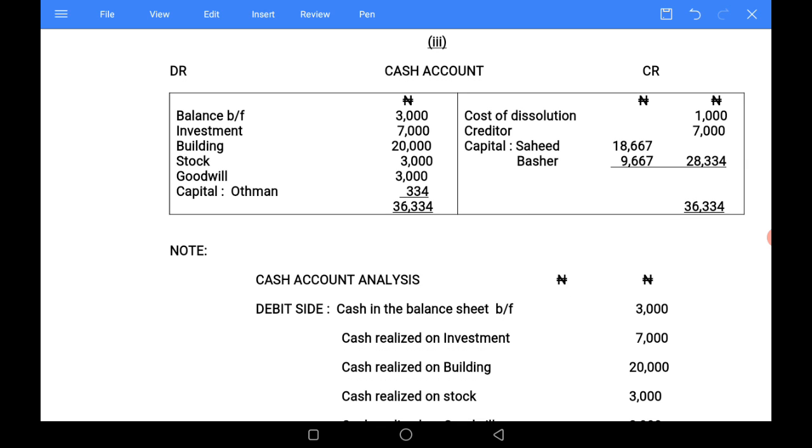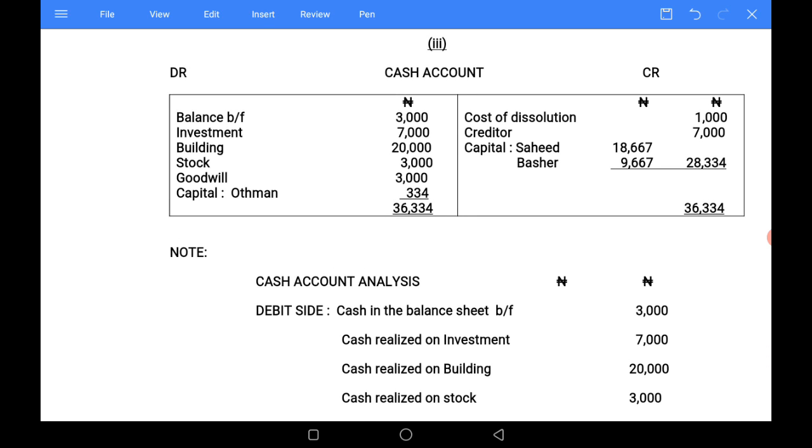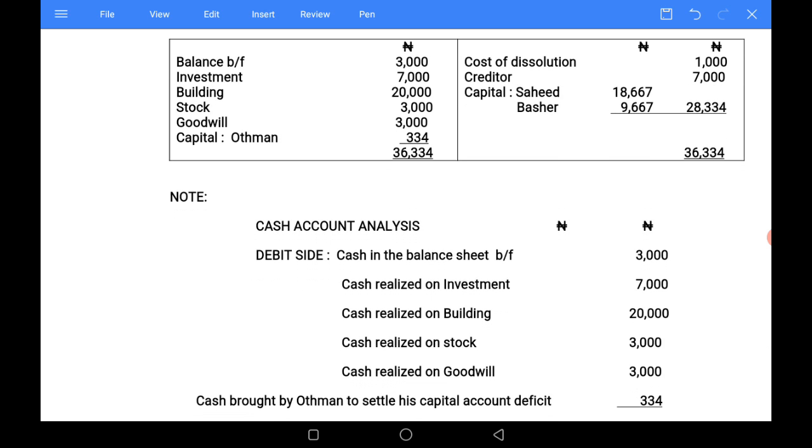On that debit side also, we can notice the amount brought in by Uthman to clear his deficit in the capital account was stated, which was 334 naira. Moving to the credit side of the cash account, we have the cost of dissolution, that is the amount spent on dissolution of the business, which was 1,000 naira. It was paid out of the amount realized. Then creditors of 7,000 naira were settled. Then Saeed collected his capital balance of 18,667 naira, and Bashir collected his capital balance of 9,667 naira. So both sides settled with 36,334 naira on the debit side of the cash account and 36,334 naira on the credit side of the cash account.